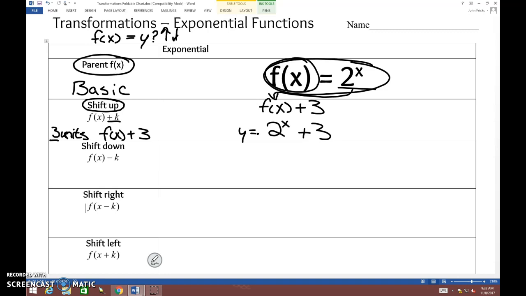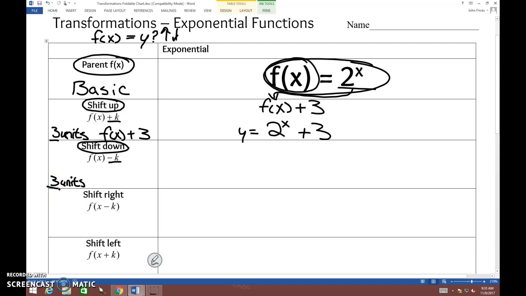So looking at shift down, let's move on to that one. Let's stay with the same thing. Let's not move too far here. We're just going to do shift down, and let's stay with 3 units. Okay, so here we're going to shift down 3 units rather than shift up. Now, what do you think the difference is in shifting up and shifting down? Rather than adding, we're going to do what? Subtract. Very good. So here, rather than add, we're going to subtract our k value, which here is going to be 3.